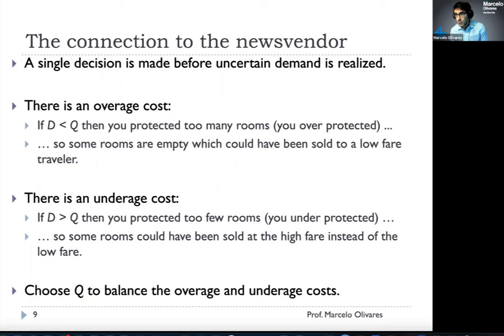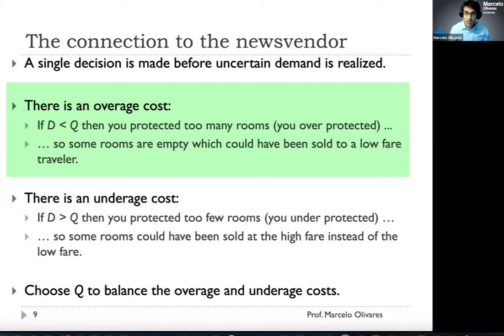Okay. So you face a trade-off. If you protect too many rooms, but only a few business travelers came in, you ended up with empty rooms. And remember, you denied these rooms to low fare customers. So you could have sold these rooms, but you didn't sell them because you were waiting for the high value customers who didn't show up.